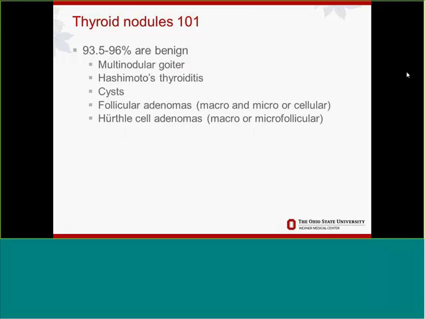The good news is that about 95% of these are benign lesions: multinodular goiter, Hashimoto's, cysts, follicular and Hürthle cell adenomas, all benign. So the vast majority of the time you'll be able to reassure your patients that this is not something of grave concern.